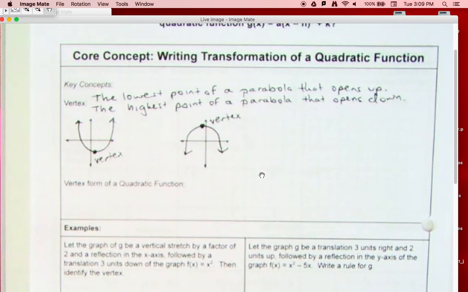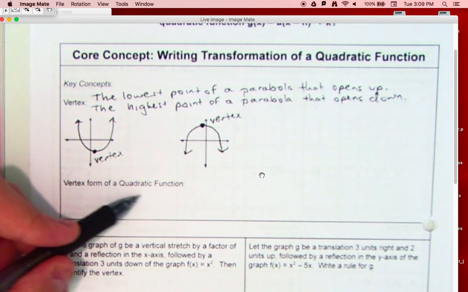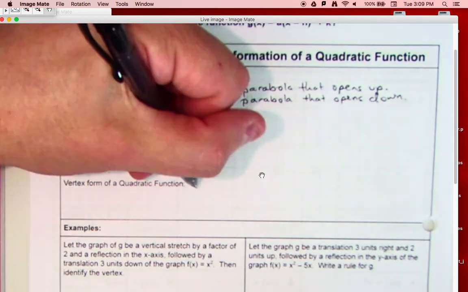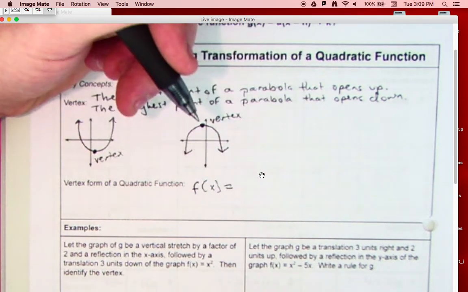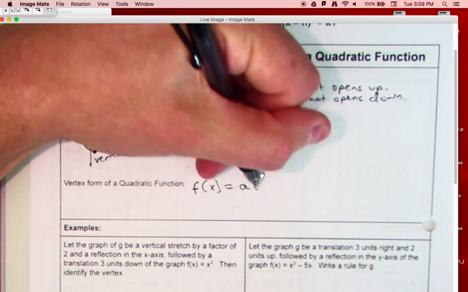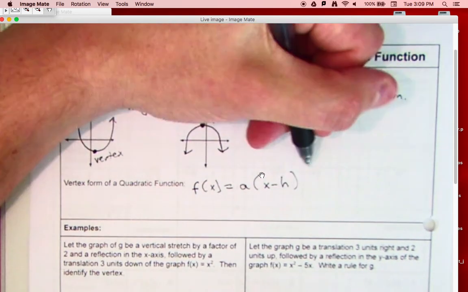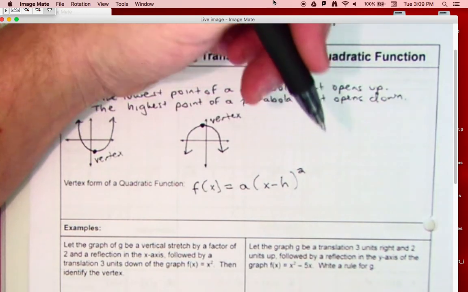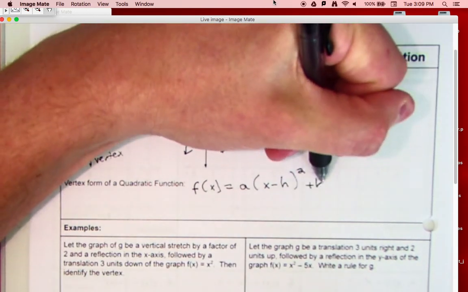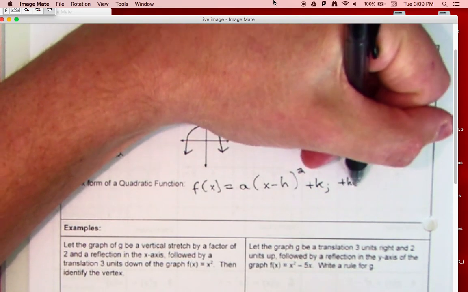Now, how do we figure out the coordinates of the vertex? And you can do it actually from a quadratic function, if you have this form right here, which is the form that we have already discussed. So it's f of x equals a times the quantity x minus h squared plus k. Now, where is the vertex? The vertex is (h, k).